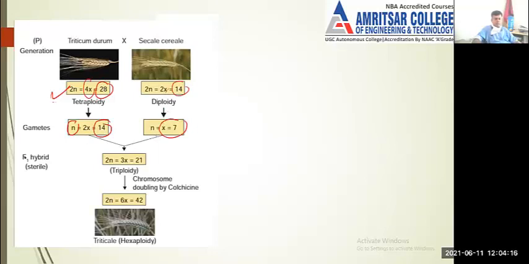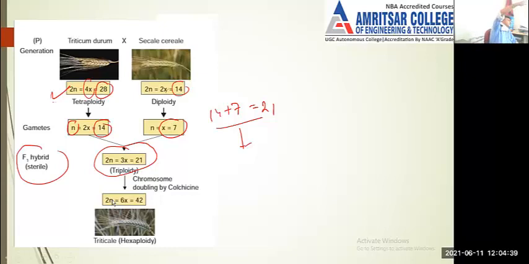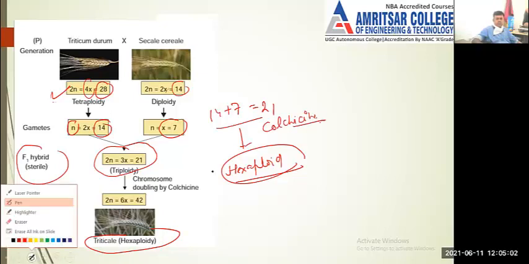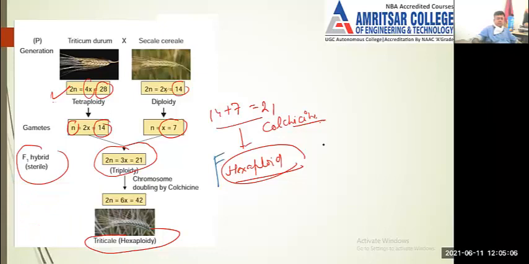Now you are crossing, F1 will be sterile, and you are getting sterile triploid 21, because 14 plus 7 is 21. Now they are sterile. To make them fertile, what will you do? You have to treat them with colchicine. After treating with colchicine, you will get this F2, and this is fertile. Clear?